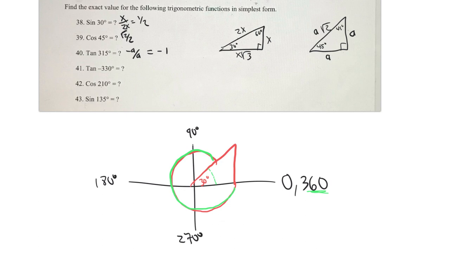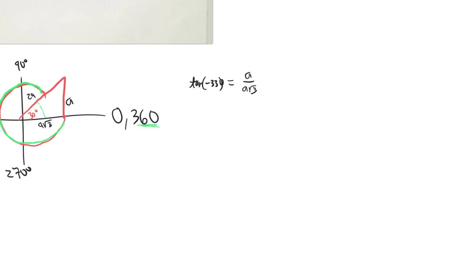And once again, I'll sort of replace these x's with an a just to avoid some potential confusion. So we'll call that a, we'll call that a, we'll call that a. Just trust me on that. And then we know that this is going to be a. We know that this is going to be 2a, and this is going to be a radical 3. So we're looking at the tan of that, which is opposite over adjacent. So the tan of negative 330, therefore, is going to be a over a radical 3. Now, it is the case that the a's will cancel, which is a beautiful thing. So that gives us 1 over radical 3.